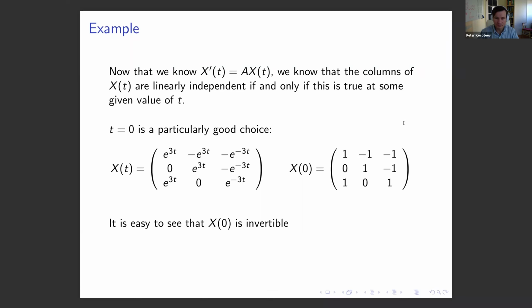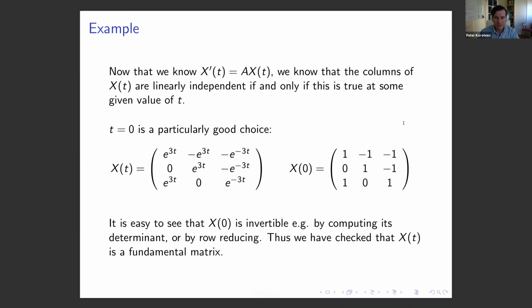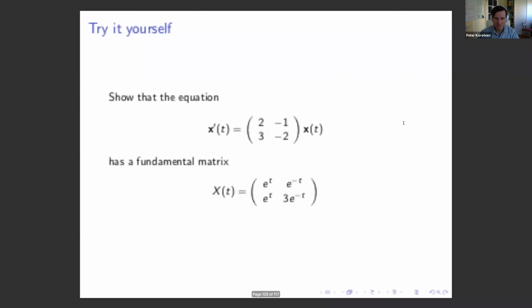So if you like, you can compute the determinant, or you can do the row reduction. So that's it, therefore X of t is a fundamental matrix of solutions.